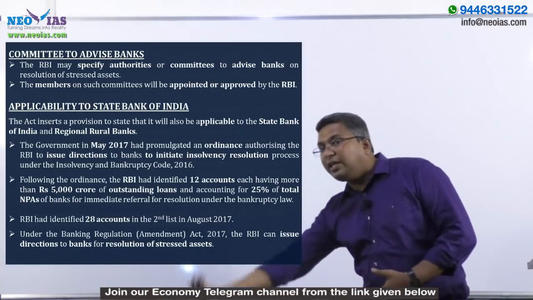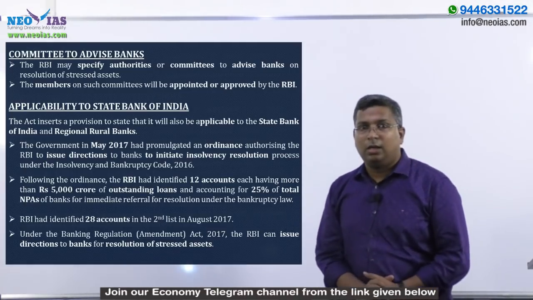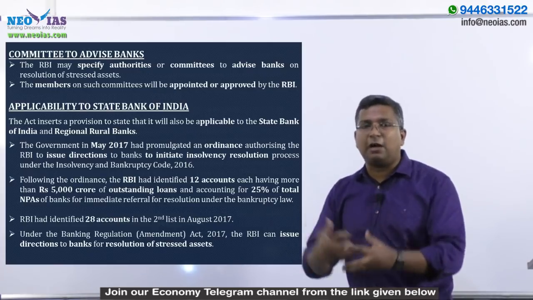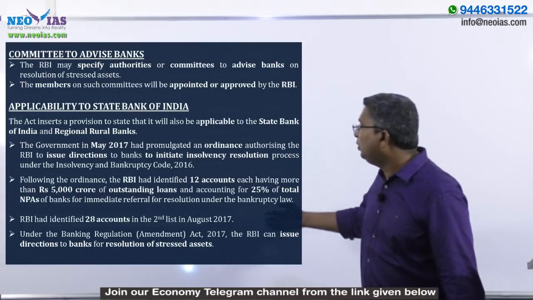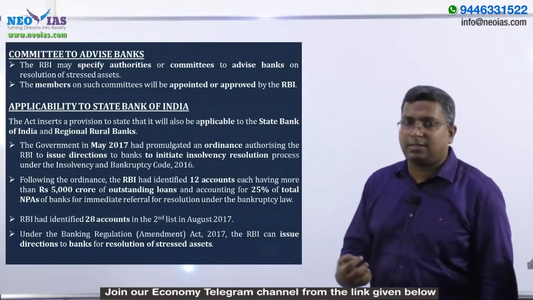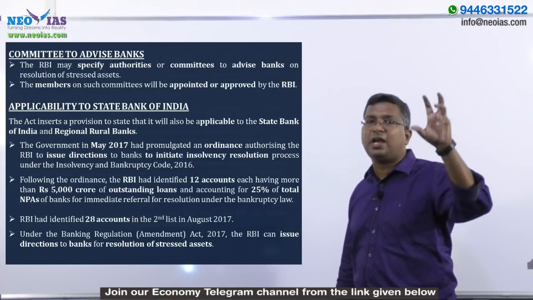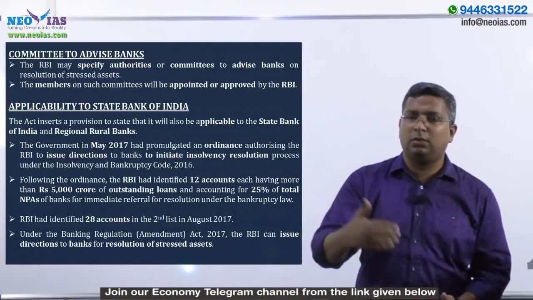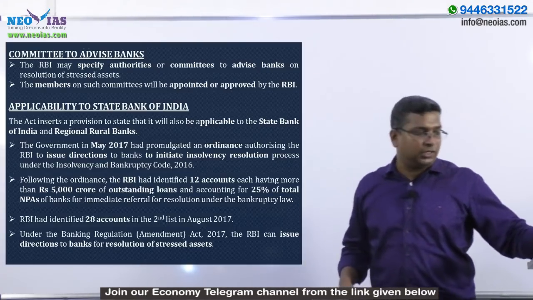But later, in late August 2017, RBI identified another 28 companies with high default. So totally 40 companies have been identified by the RBI for banks to initiate insolvency proceedings: 12 in the initial stage, and a second list containing 28 accounts. With this empowerment, RBI picked 40 large accounts with high non-performing assets, and all these 40 companies, except one or two, are undergoing insolvency proceedings under the Insolvency and Bankruptcy Code of India, which is very important for you.